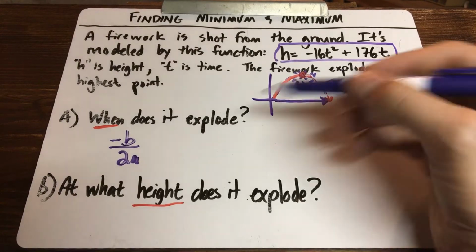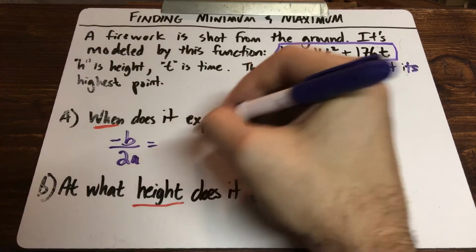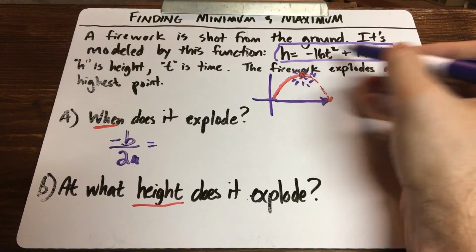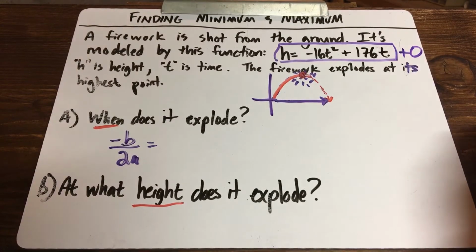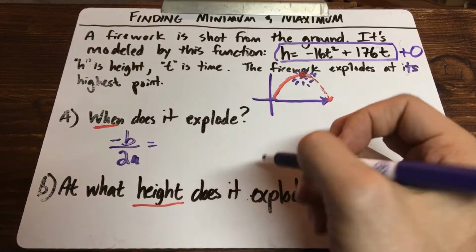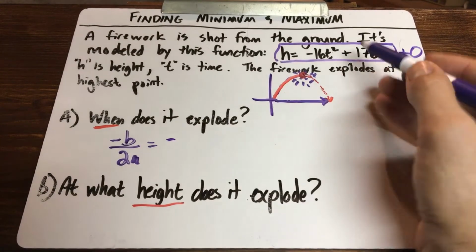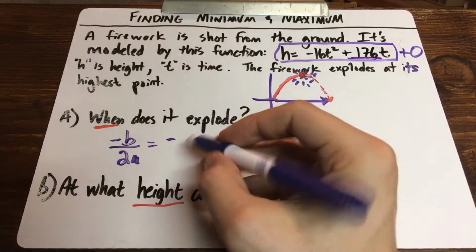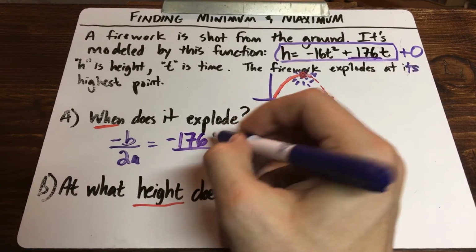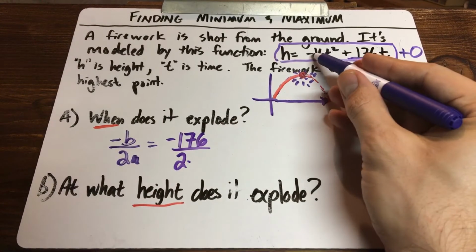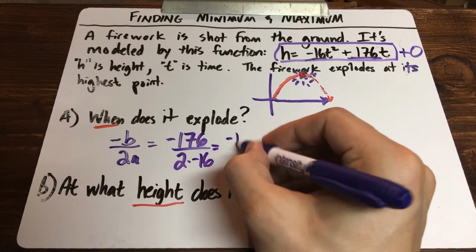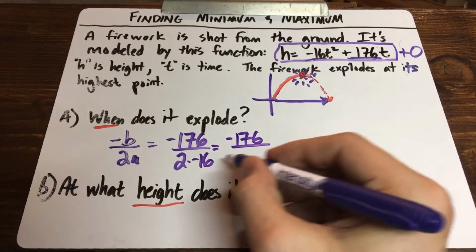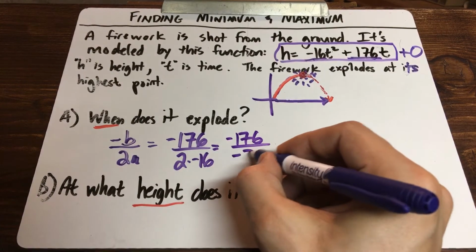So here we go. We're going to do -b over 2a. This -16 is the a. This is the b. There is no c. The c is technically 0 if you really wanted to know, but we don't have it in the formula, so it's not a big deal. -b is this amount right here, -176, divided by 2 times a. A is right here. A is the -16. Okay, so I have -176 divided by 2 times -16, which is -32.